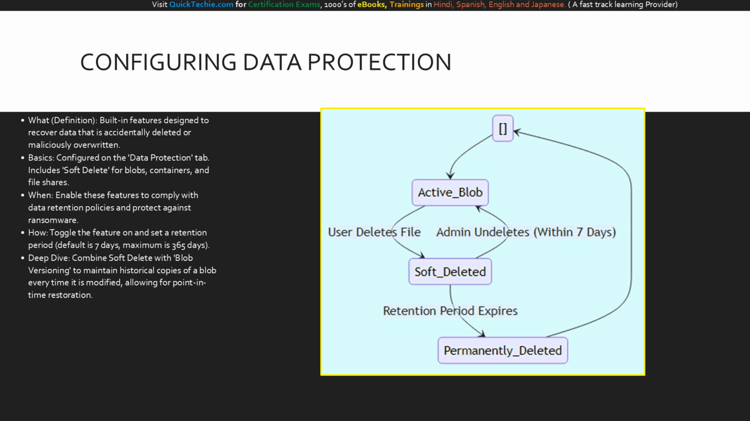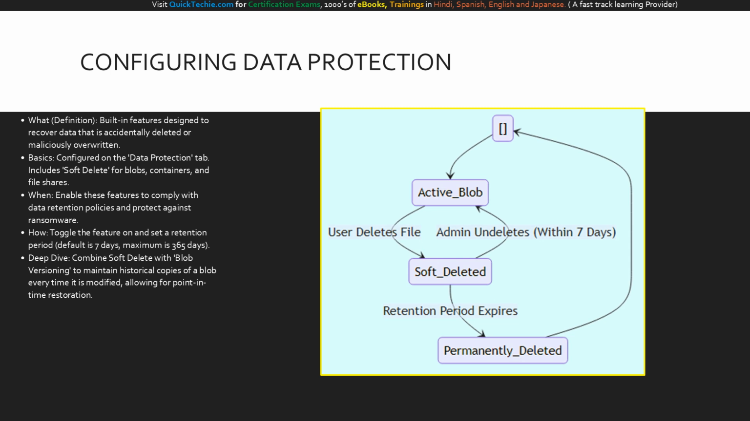In our deep dive, the most robust strategy is combining soft delete with blob versioning. While soft delete protects against deletions, versioning creates a historical snapshot every single time a file is modified. Together, they allow you to achieve true point-in-time restoration for your data.